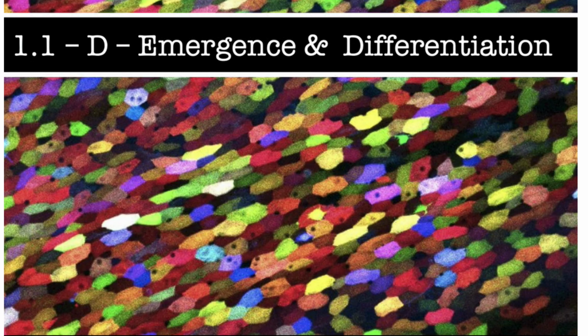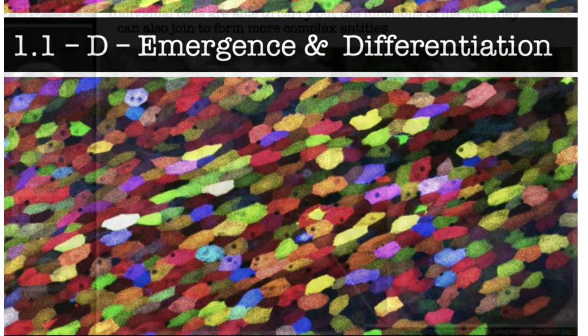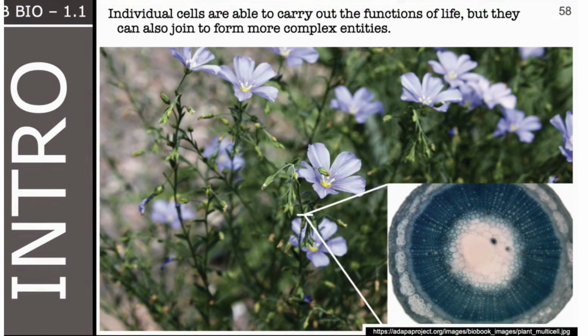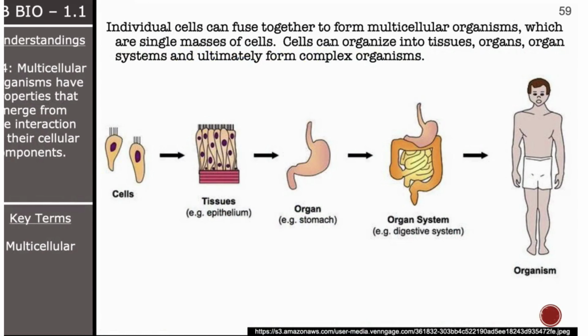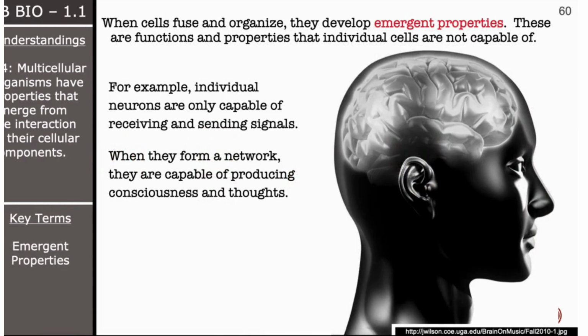Now we're going to look at the differentiation of these cells. You know, individual cells are able to carry out the functions of life, but they can also join to form more complex entities. You might think that all of our cells have the same genes, but how is it possible that some of the cells in our body carry out different functions? So this is how we're going to start the differentiation.